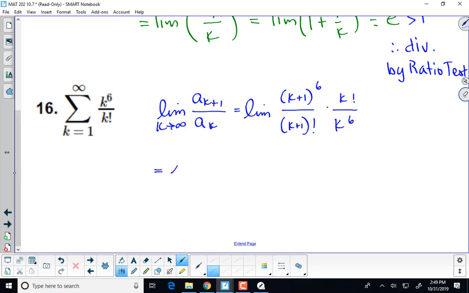Okay, the factorial part. Does anyone have lingering questions on how the factorial part reduces down to just 1 over k plus 1? Anybody not see that 100%? No, I don't understand. I just know that's what we do. Fair enough. So if we have k factorial over k plus 1 factorial, do you agree that k plus 1 factorial is k plus 1 times k factorial?